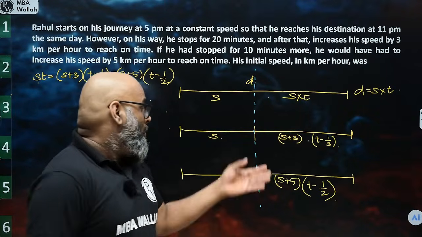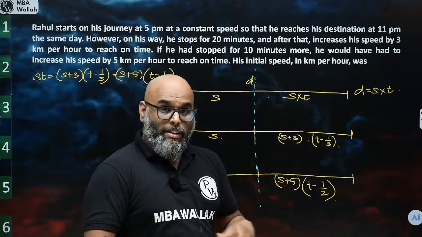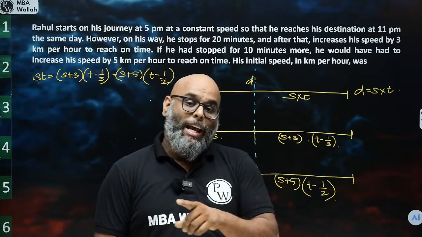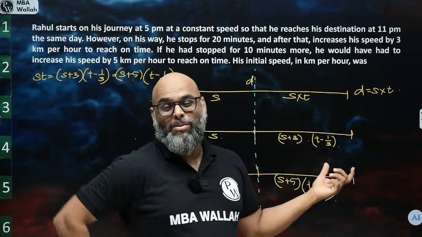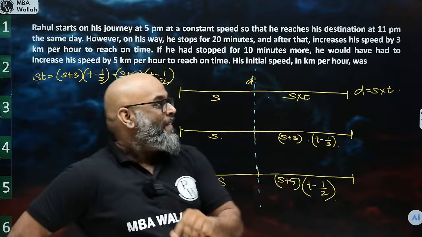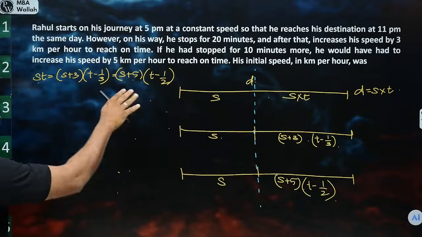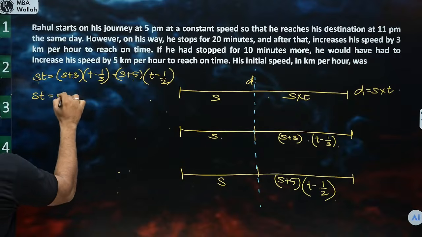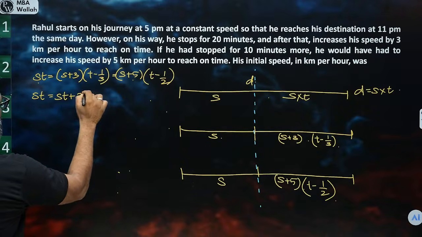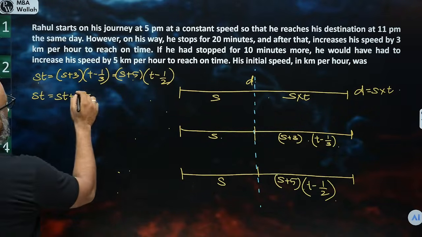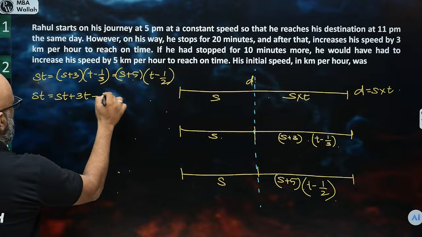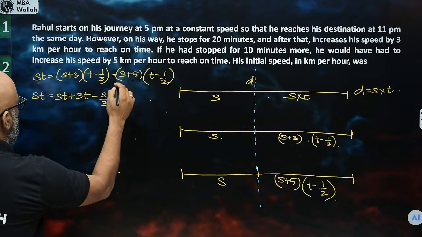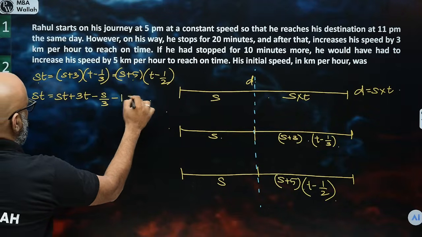Why? Now, when speed increases, your time decreases. That decrease in time was the time that he was waiting. So this is t minus 1 by 3, t minus 1 by 2. That's the key here. So when you solve for it, now it should work well. St is equal to st plus 3t minus s by 3 minus 1 equals to 0.